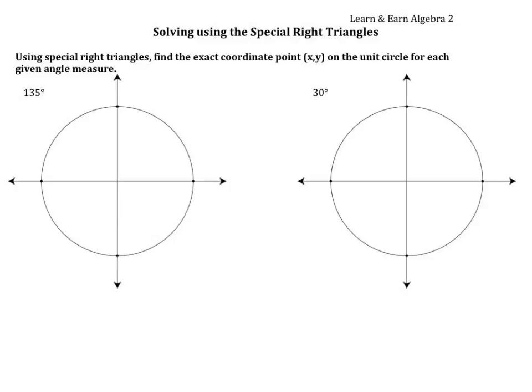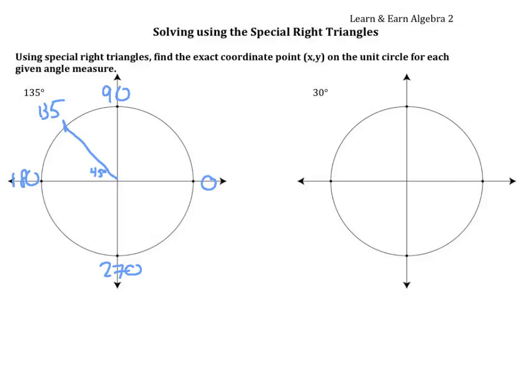So I'm going to find 135 degrees on my unit circle. This is 0, this is 90, this is 180, and 270. So 135 is halfway between 90 and 180. Now, ask yourself, how far is it between 135 and 180? Well, that is going to be 45. So my reference angle is 45.